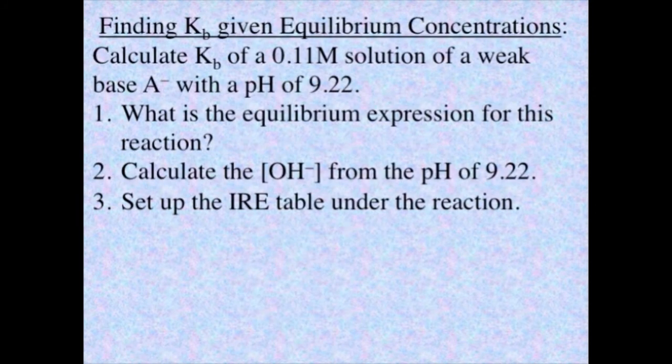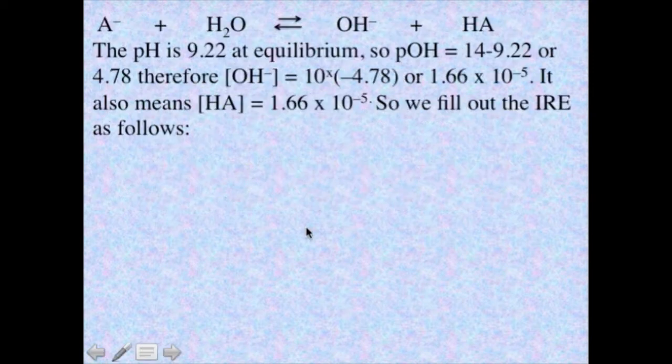So here's a typical problem involving weak bases. Calculate the equilibrium constant for a weak base solution, A minus, a 0.11 molar solution with a pH of 9.22. Essentially, this is done the same way as the weak acid system. The only thing you have to remember is that you're solving for hydroxide and not for hydronium ion. So here's our reaction. The weak base A minus reacts with water to form a little bit of hydroxide ion and the conjugate acid HA.